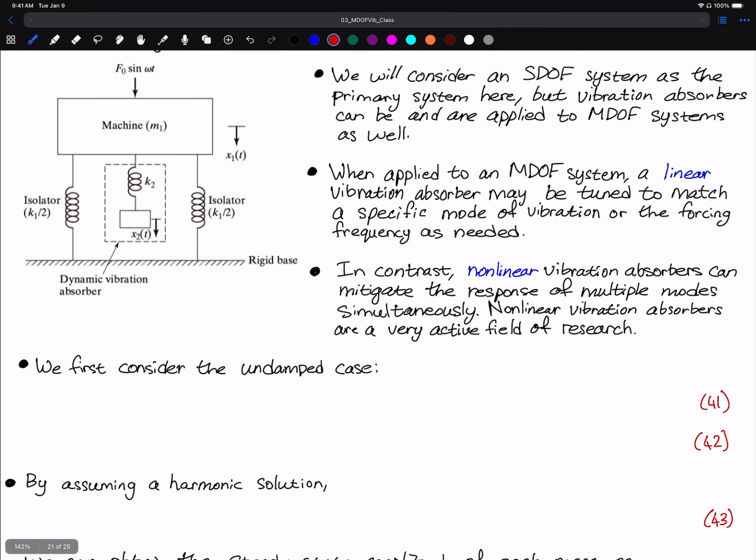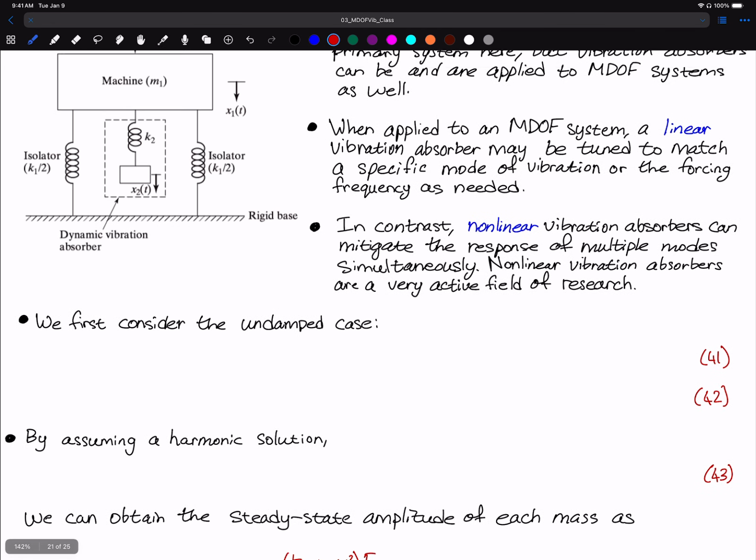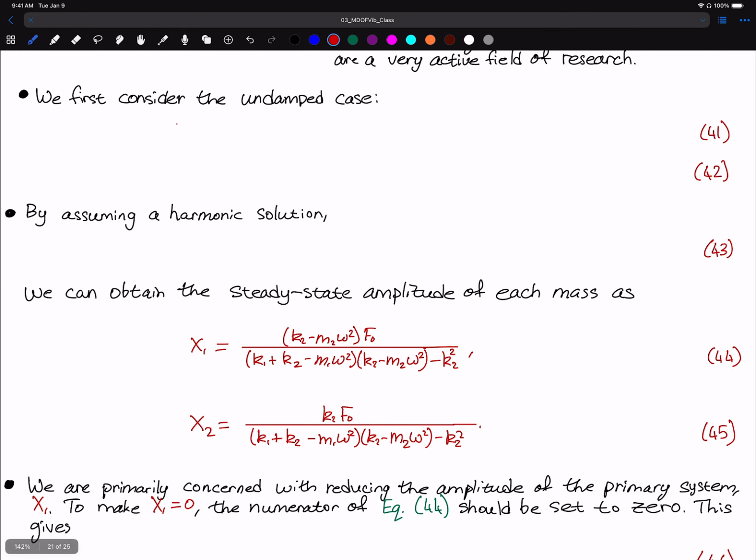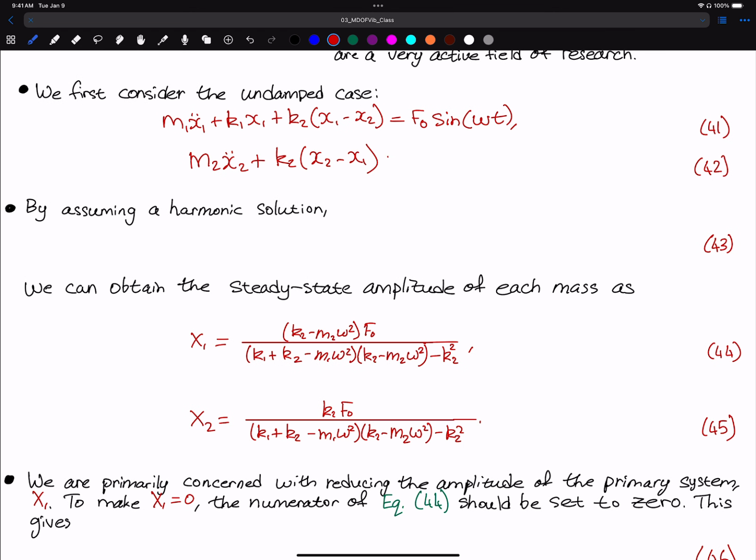Okay, we're going to first consider here the undamped case of this system, and then we will go through the damped case later. So in this case, our equations of motion are going to be m1 x1 double dot plus k1 x1 plus k2 times (x1 minus x2) equal to F0 sine omega t. And then for the second equation, which is our vibration absorber, we're going to have m2 x2 double dot plus k2 times (x2 minus x1), and that's going to be equal to 0.